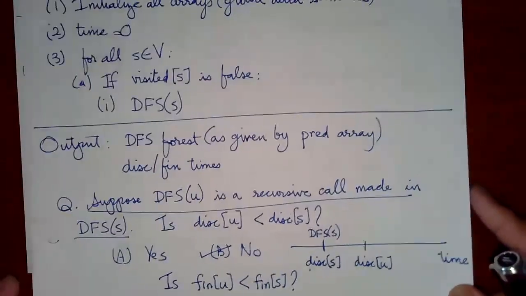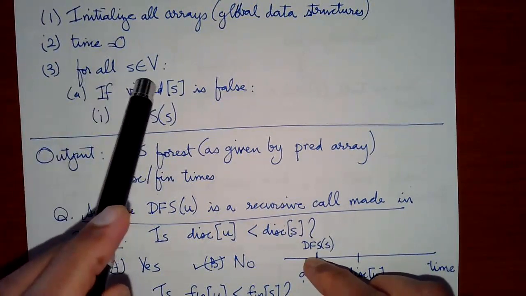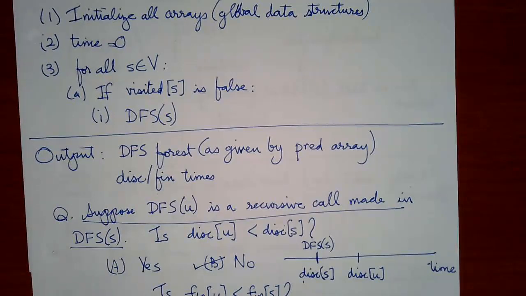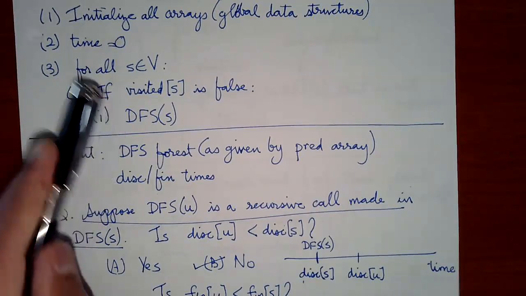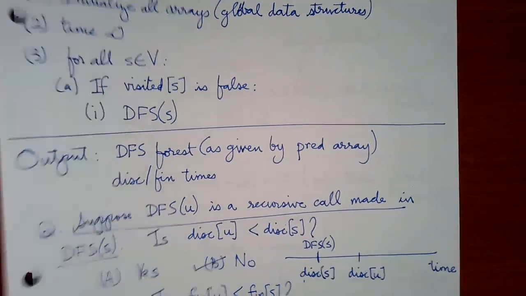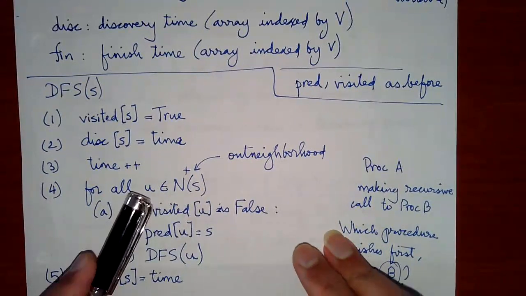So depth first search has this for loop, right? This for loop is done in reverse order of finish times. This for loop, step 3. And one can do the same with this for loop as well. It's done in reverse order.